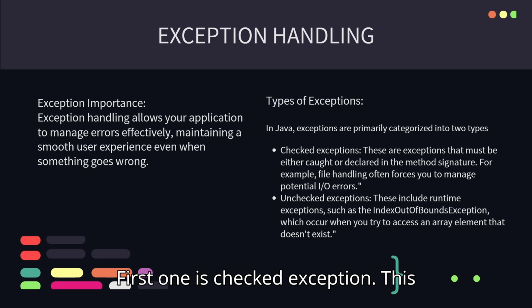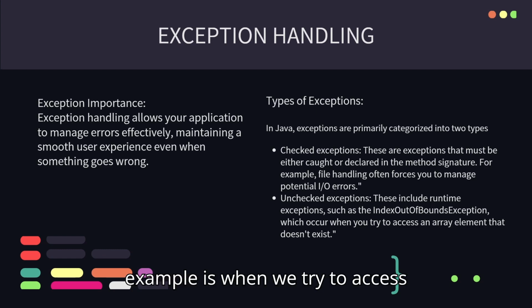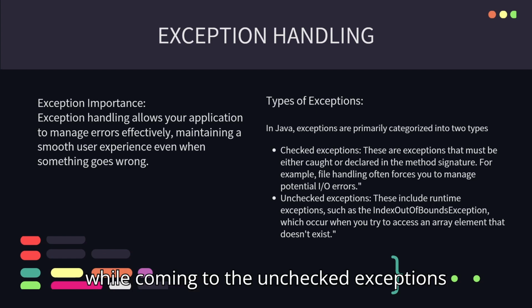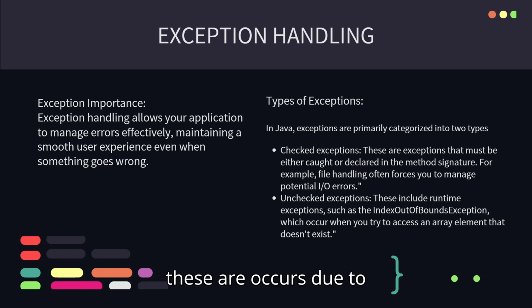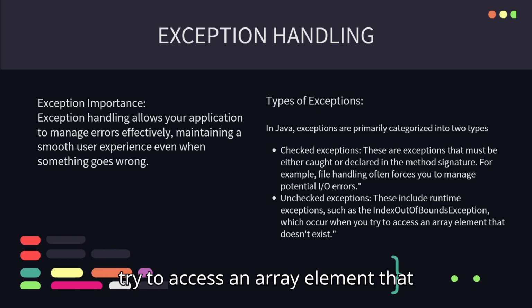First one is the checked exception. This occurs during compile time. An example is when we try to access a file which is not in the exact folder path, then it will give us a potential input output error. And coming to unchecked exceptions, these occur due to runtime exceptions such as index out of bound exception, which occurs when you try to access an array element that doesn't exist.